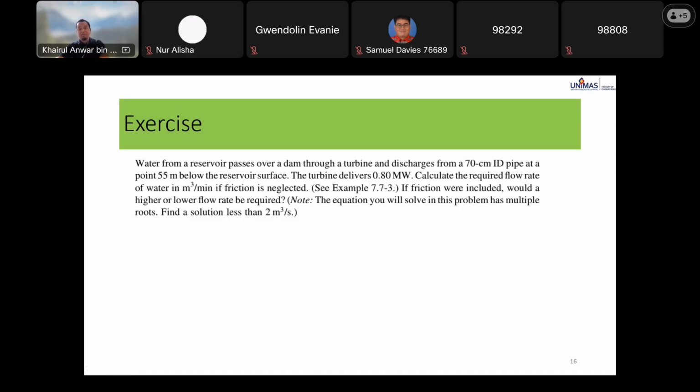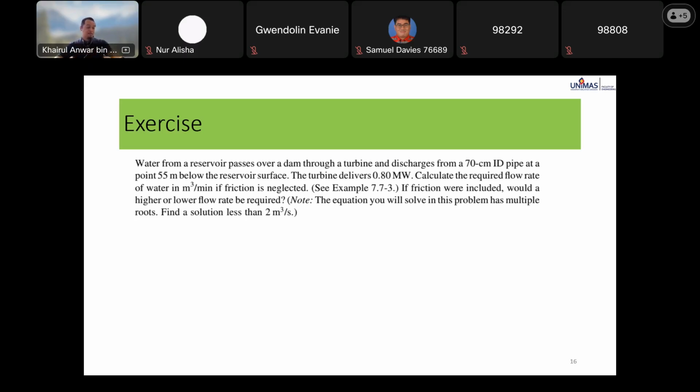Water from a reservoir passes through a turbine and is discharged from a 70 cm ID pipe at a point 55 meters below the reservoir surface. The turbine delivers 0.8 megawatt electrical. What is the flow rate of water in liters per minute? If friction is neglected, would friction included require a higher or lower flow rate?